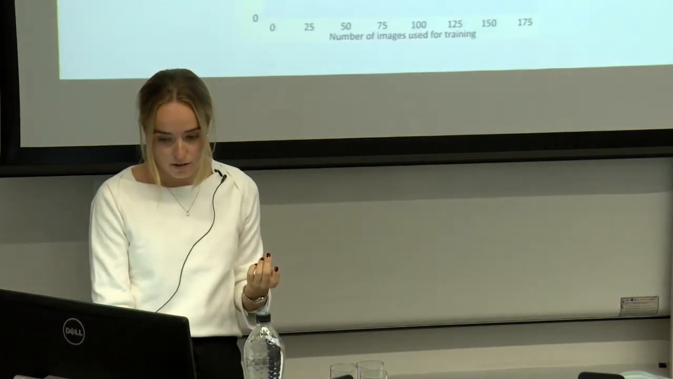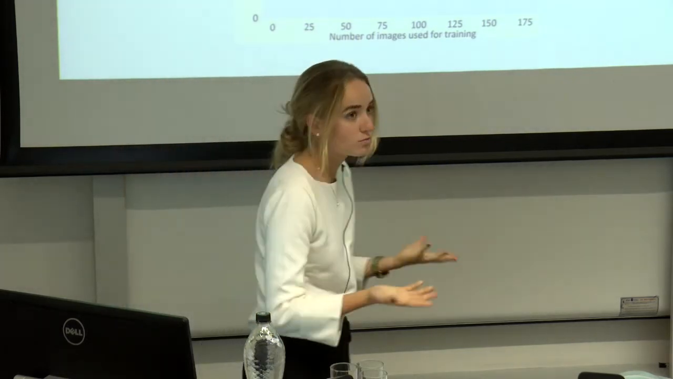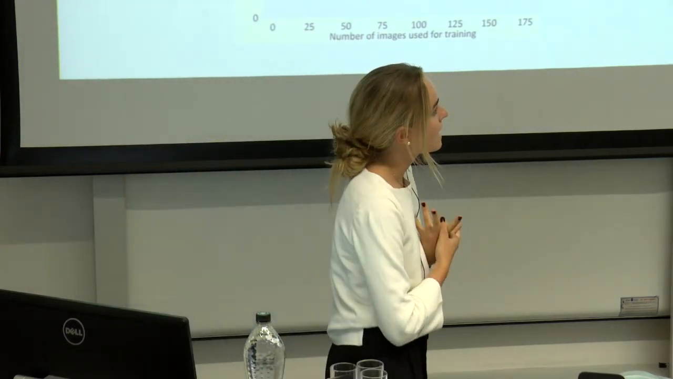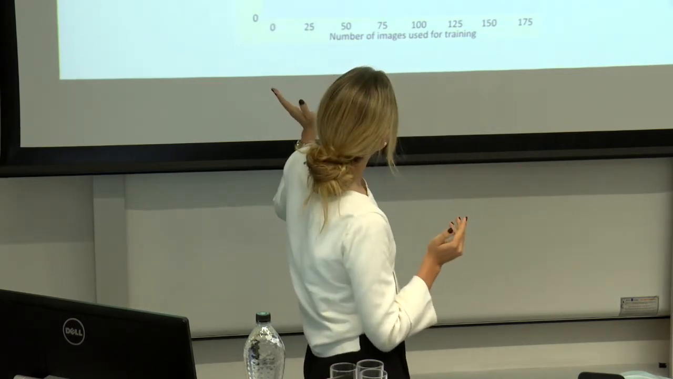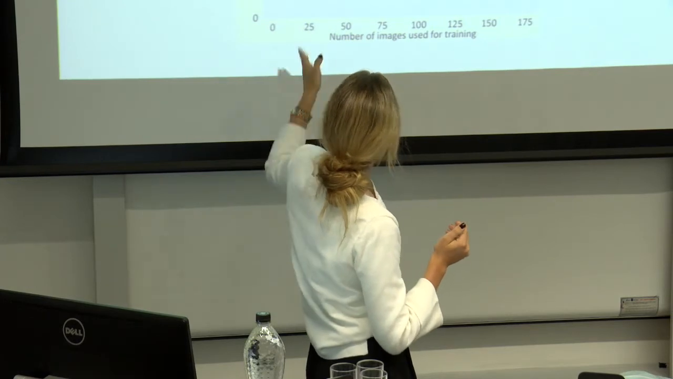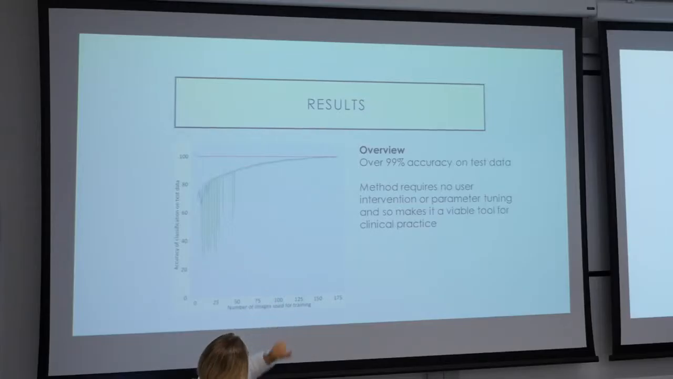And luckily, this produced really good results, with over 99% accuracy on test data. And as is to be expected, the more images we use for training, the better the accuracy and the better the robustness, which is shown by how the green lines are getting smaller and smaller.